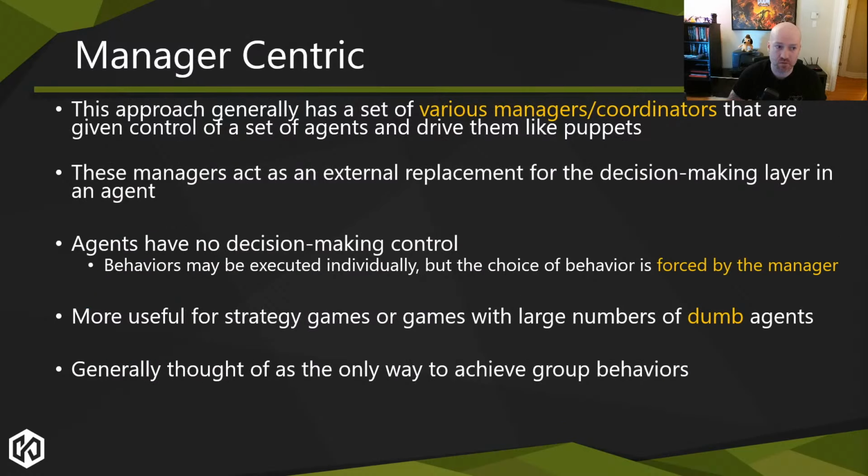Now, let's talk about the manager approach. Fundamentally, the manager approach assumes that your agents are puppets. It is an external replacement for the decision-making. Agents do not have a brain. They do not have anything. They have an action layer and a knowledge. And the knowledge is primarily used by the manager to write data in and out that it needs. But there is no brain on the AI. If the manager is removed, you'll just have a bunch of characters standing, idling, doing nothing. Agents do not have any decision-making control.